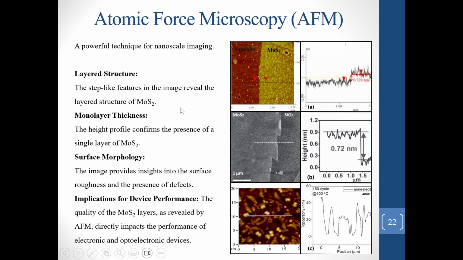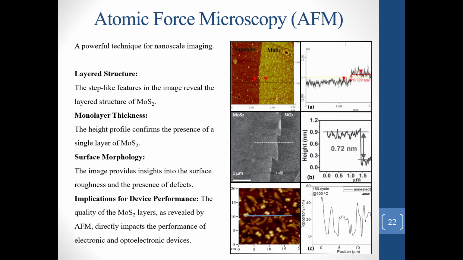Next is the monolayer thickness. We can measure the monolayer thickness by using AFM. The height profile confirms the presence of a single layer of MoS2. The presence of any single layer basically identifies the monolayer thickness of the MoS2. Basically the height identifies the thickness of the MoS2.